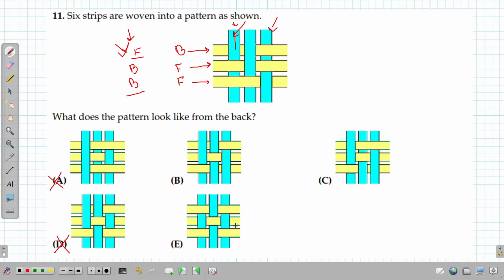Now let's look at E. The yellow strip is in front of the blue strip, so this is correct. The yellow strip is behind the blue strip, so this is also correct. And the yellow strip is in front of the blue strip, so this is not correct, as the yellow strip should be behind the blue strip. So this is false, and E cannot be an answer. So by looking at this blue strip, we have eliminated A, D, and E. B and C could be our answers.